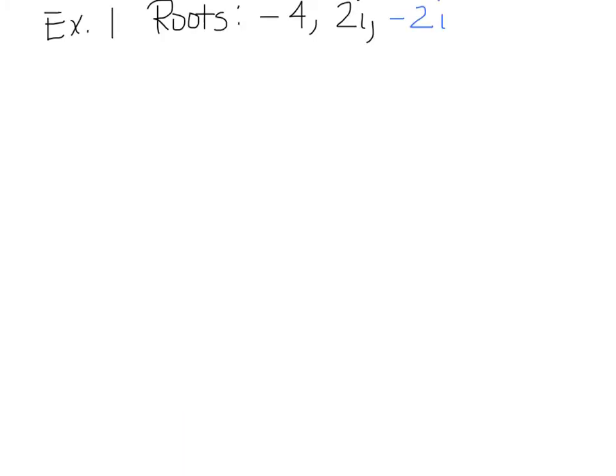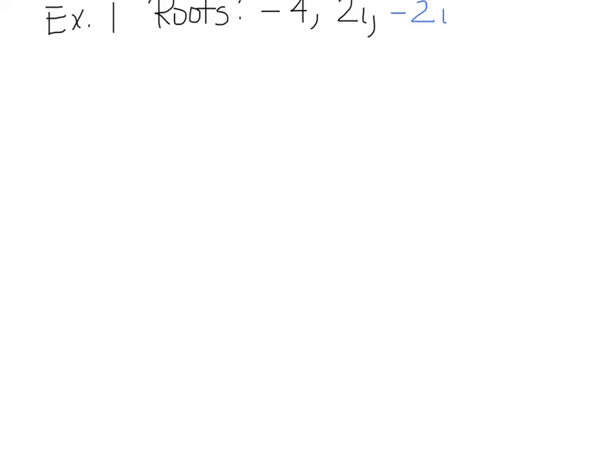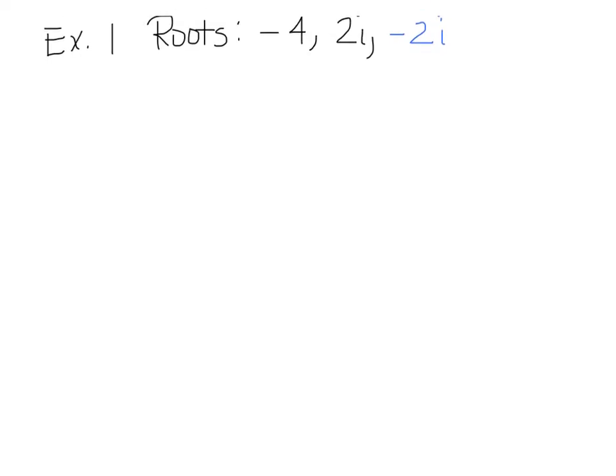Okay, so I'm going to continue that example from before. So we have -4, 2i, and -2i was the one that wasn't given. But since the imaginary numbers come in pairs, then we know that it has to be one of our roots. So when you write your function, you're going to first write them as factors. So we have x plus 4, x minus 2i, x plus 2i.